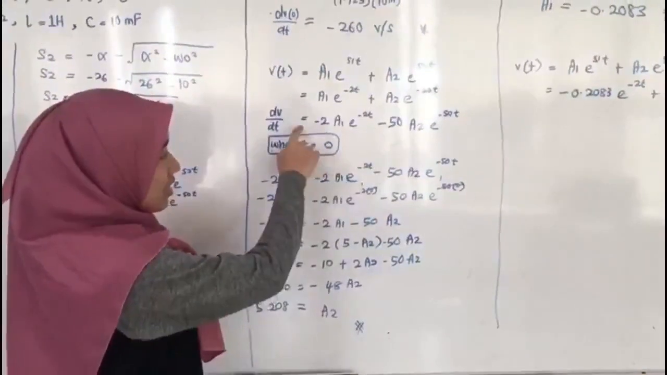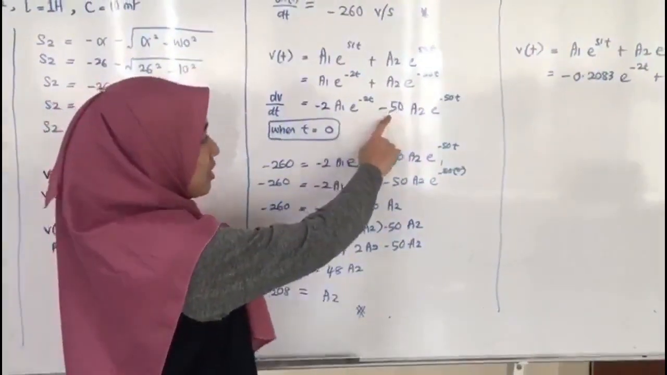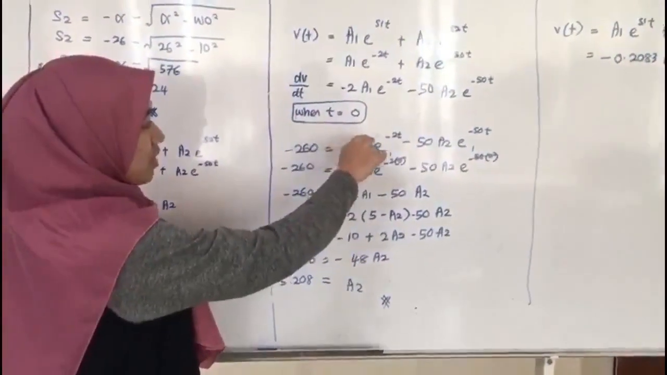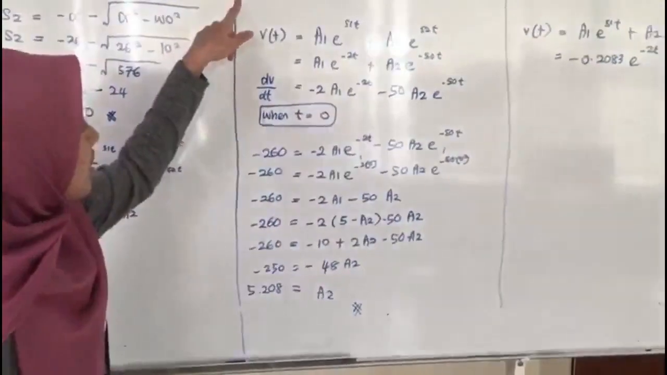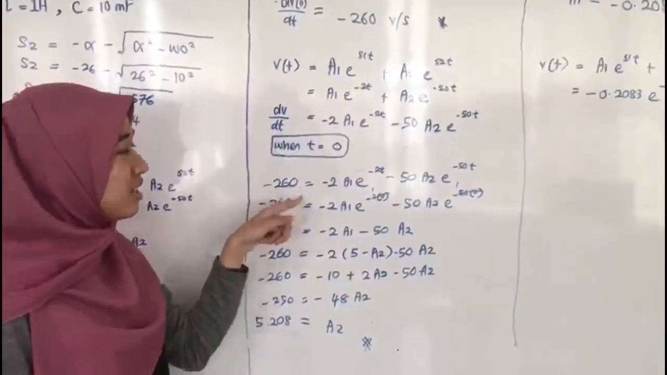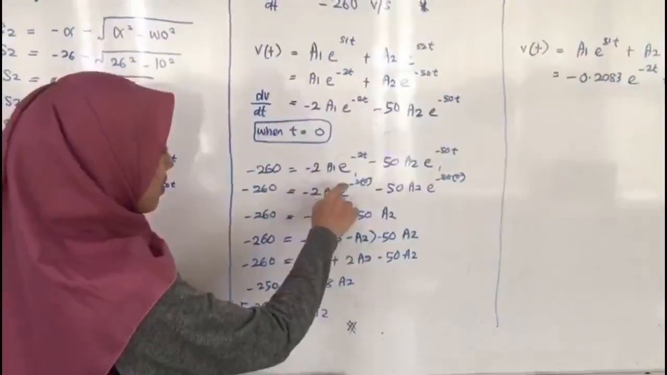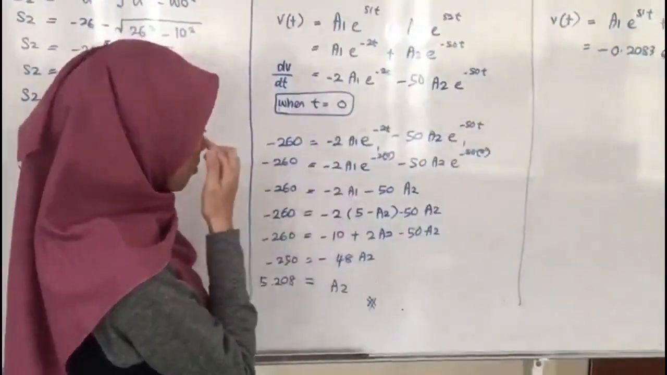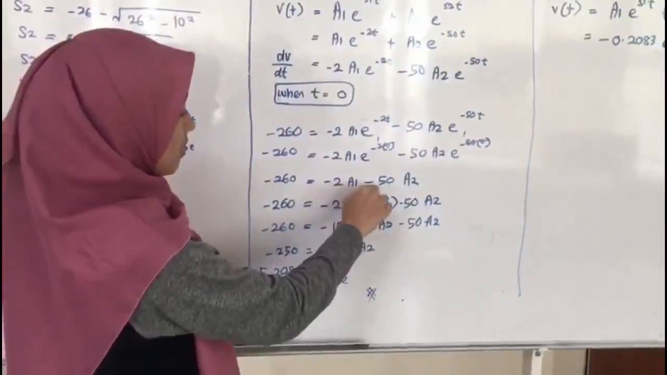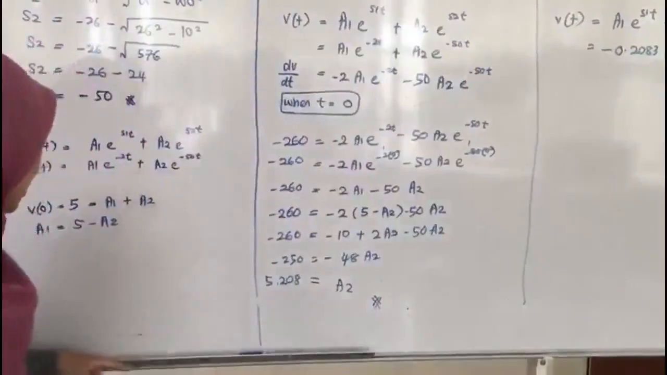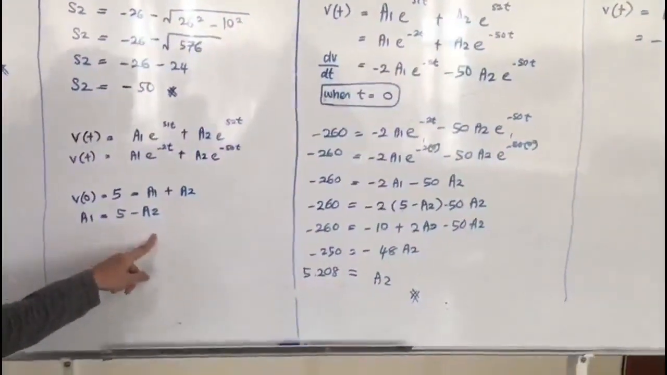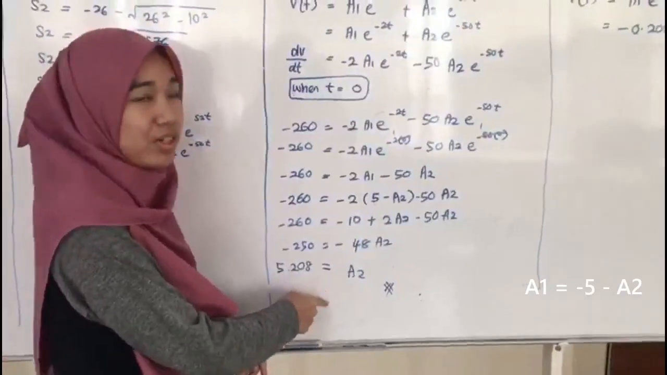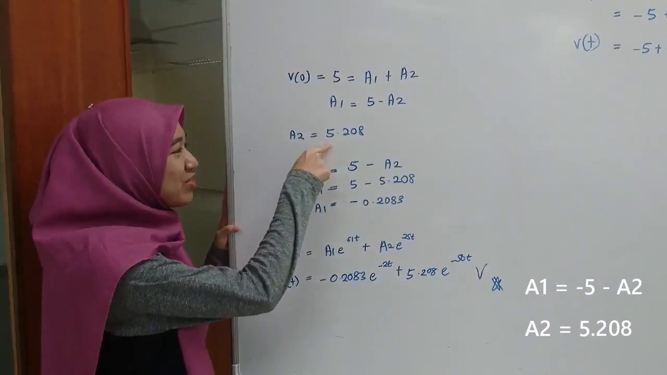So the value is negative 2 A1 exponent negative 2t minus 50 A2 exponent negative 50t. We have to substitute t equal to 0. So the value of dv/dt at t equals 0 is negative 260. When we put t is 0, the exponent equals 1, so we get negative 2 A1 minus 50 A2. For A1 we substitute 5 minus A2, enter the values, and we get A2 is 5.208.